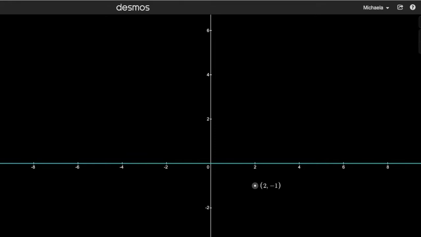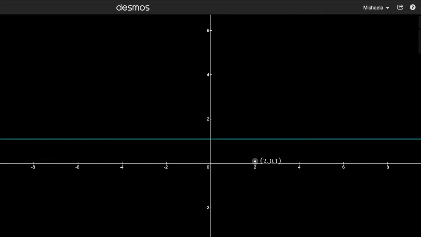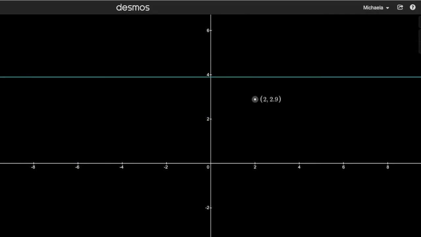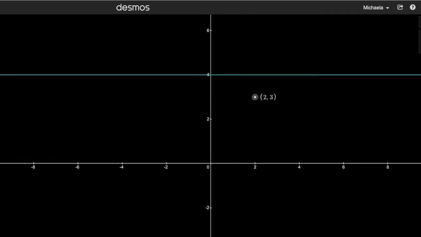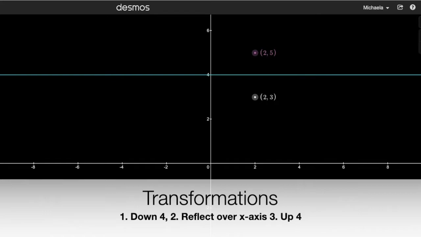The last step is to then move everything back up 4 units. And you'll notice that the point ends up at 2, 3, which is indeed the reflection of the original point, 2, 5, over the line y equals 4.